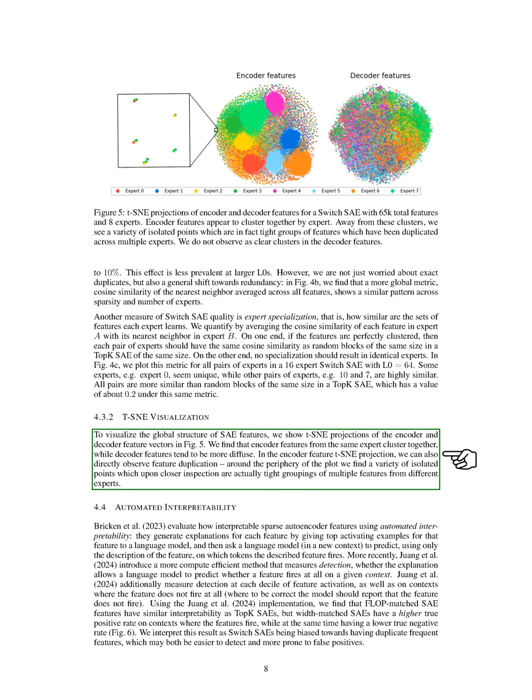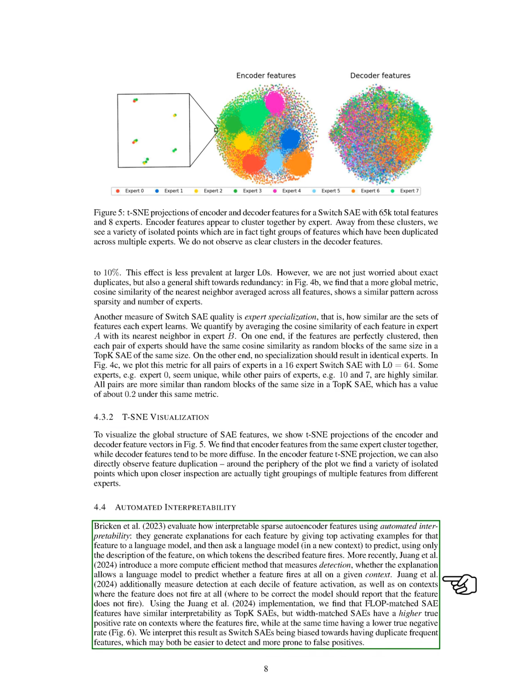Next, we evaluate the interpretability of sparse autoencoder features through an automated approach. We generate explanations for each feature by providing the top examples that activate that feature to a language model. Then, we ask the model to predict, based solely on the feature's description, whether it activates for certain tokens in a new context. Recently, we introduced a more efficient method that assesses whether the explanation helps the language model determine if a feature activates at all in a given context.